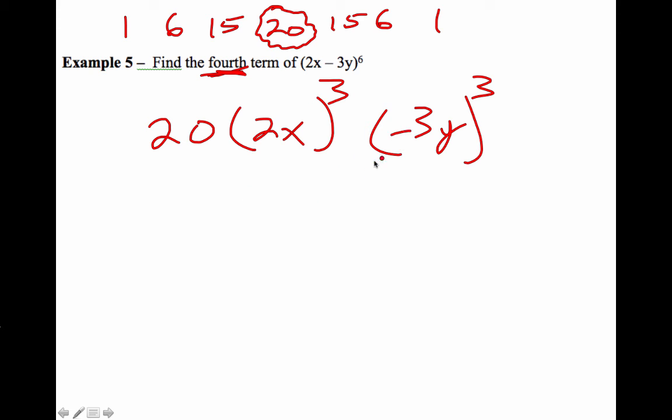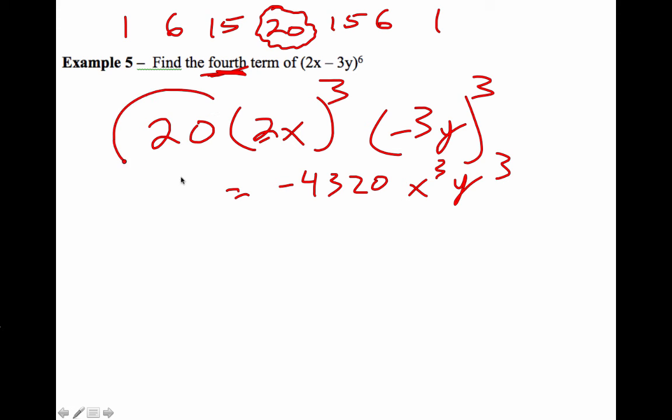Whoops, I missed my negative there. I got a negative cubed. So you do 2 cubed is 8, negative 3 cubed is negative 27, multiply them together, and you get negative 4,320 x cubed y cubed. But what if you had to do something to figure out what that is?